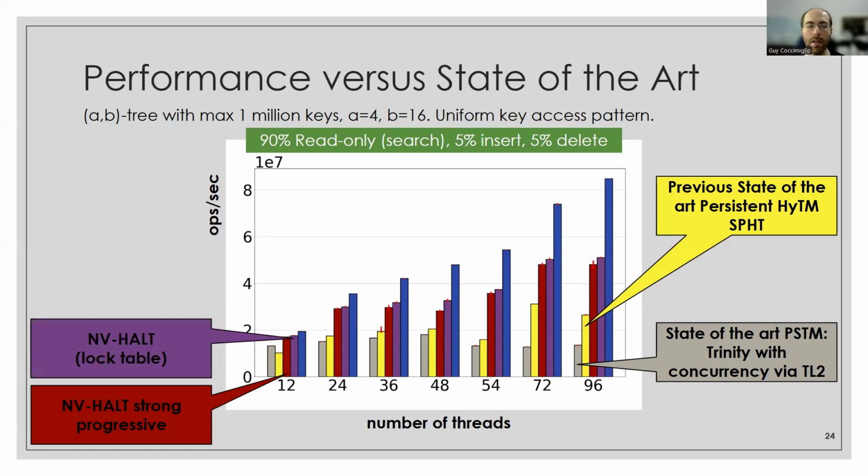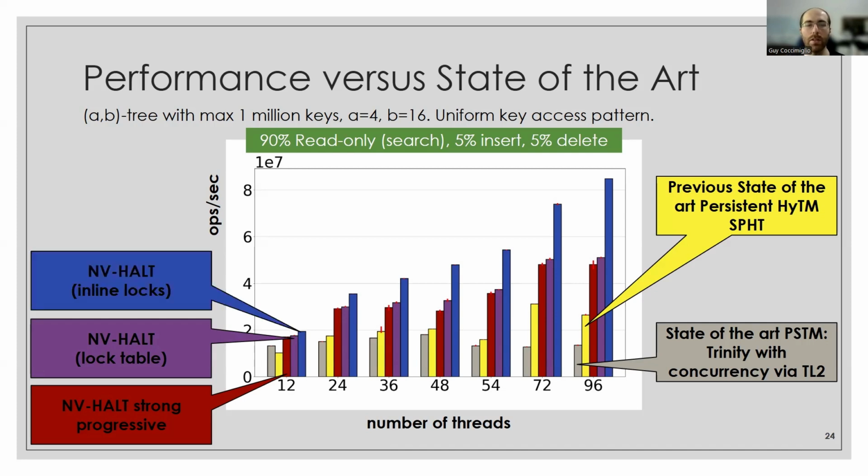The purple bar is the weak progressive implementation of Nv-Halt, where we're using a lock table. The strong progressive is also using a lock table. And then the blue bar is the weak progressive implementation with our situational optimization of inlining the locks. Now, one of the immediate things that you can take away from this is that all three of our implementations are already achieving a significant throughput improvement to the existing state of the art.